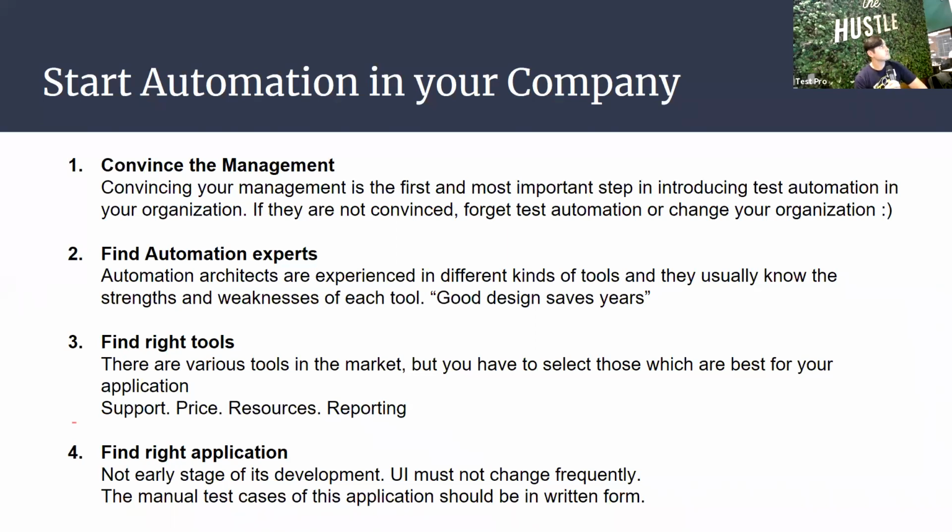So let's say you are working as a manual QA and you want to start automation in your company. I've been there. This is a kind of plan. What should you do in order to achieve that? First of all, you need to convince your management. Sometimes if you cannot convince your management, then maybe you should look for a job at some other company. Really, sorry. Because all the decisions are made by the management.